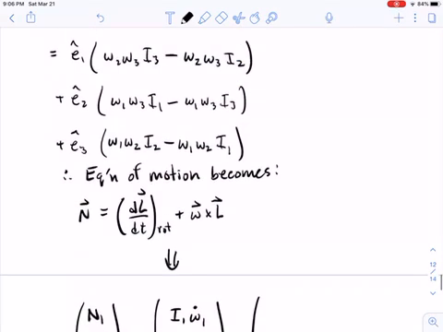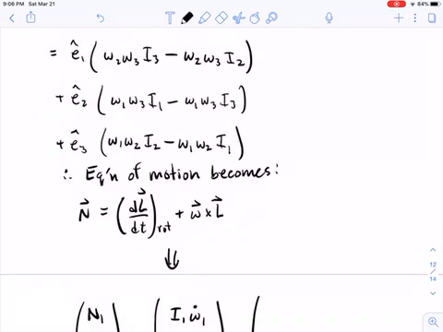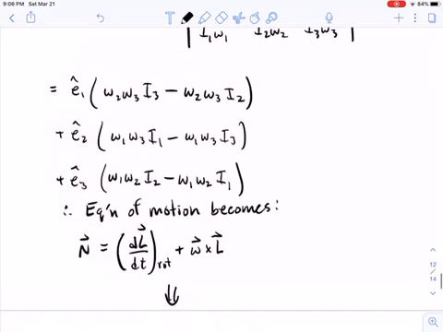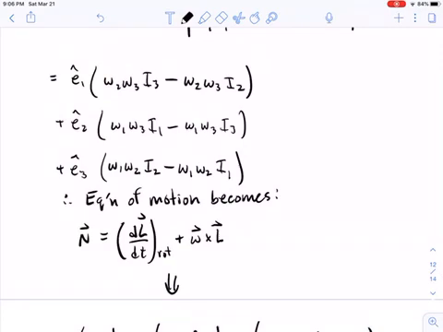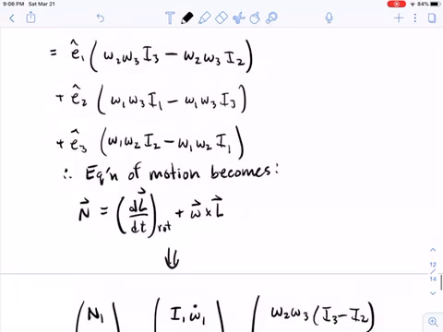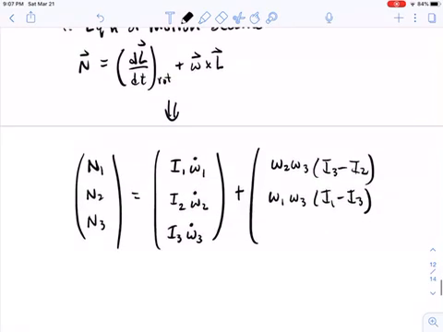And so this next term is what we just worked out. We get omega 2 omega 3, and it's I3 minus I2. And then we have omega 1 omega 3, I1 minus I3. And then we have omega 1 omega 2, I2 minus I1.